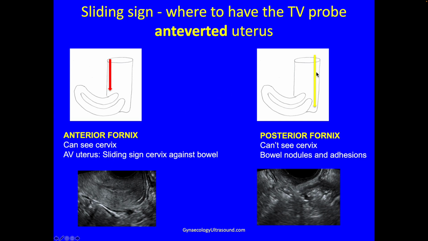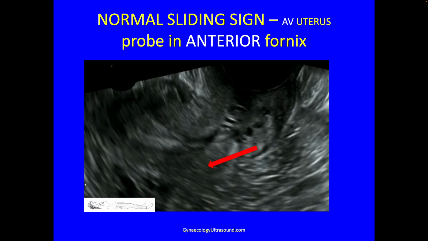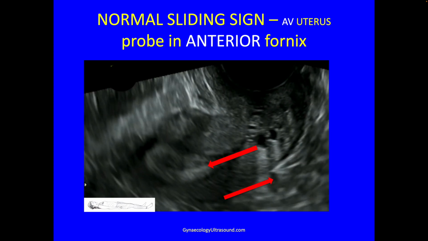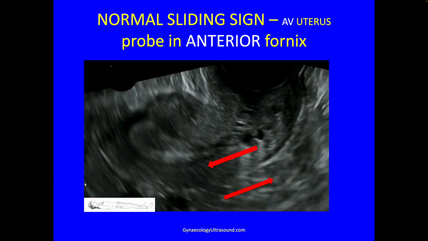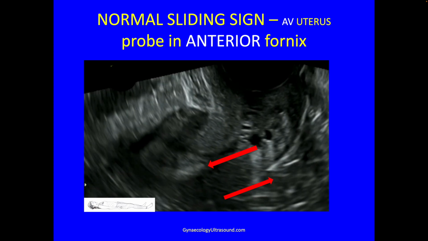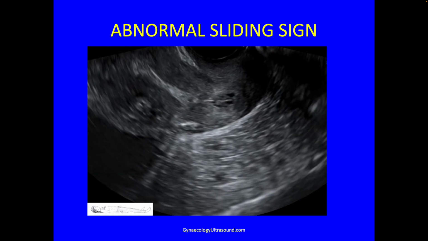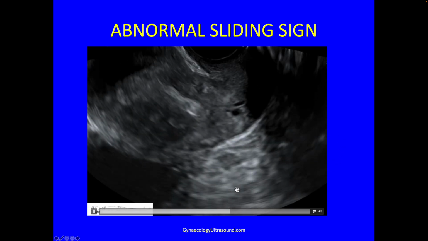If you put your probe in the posterior fornix, you now can't see the cervix, you've pushed that out of the way, but you can see bowel nodules and adhesions. But we want to do the sliding sign, so it needs to go into the anterior fornix in an anteverted uterus. So this is what that would look like. Anteverted uterus, probe in the anterior fornix, there's movement. The bowel behind the womb and the uterus are moving in different directions, so this is a normal sliding sign. So this is an abnormal sliding sign. You can see there's movement, but everything moves together.